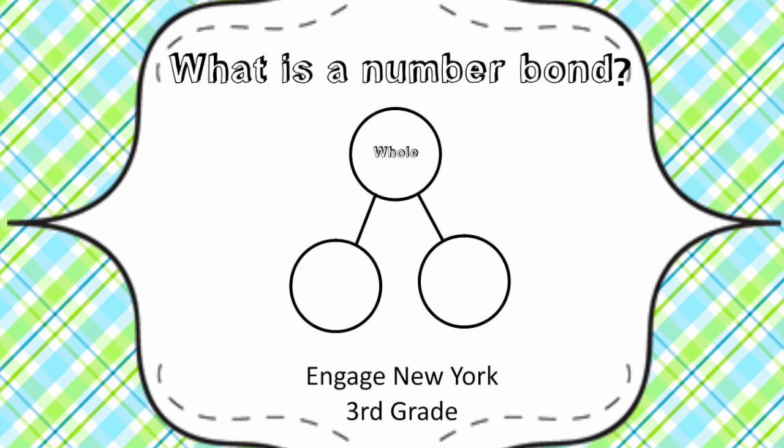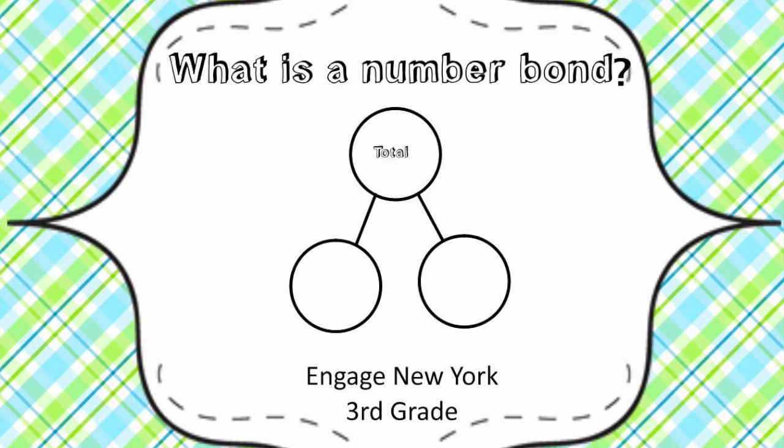Number bonds have a couple things in common. The top circle represents the whole, so whatever number we are trying to find the total of, that would go at the top of the number bond. Sometimes we know the total, sometimes we don't know the total. If we do know the total, that is where we would put it at the top.